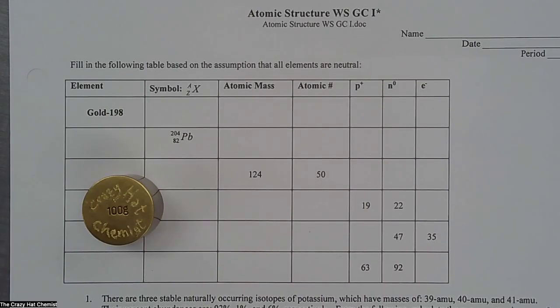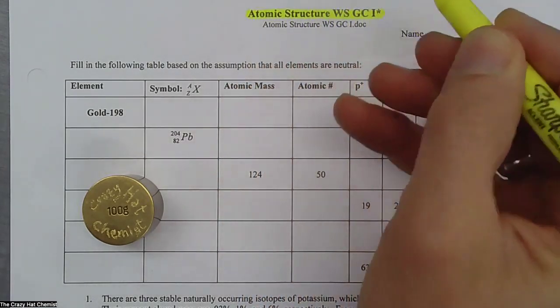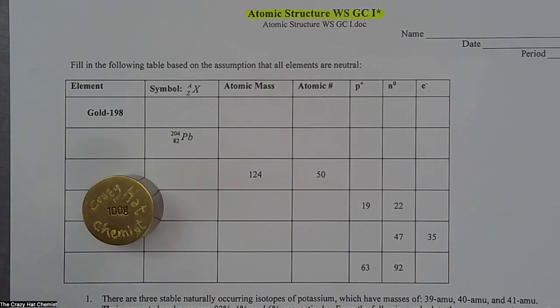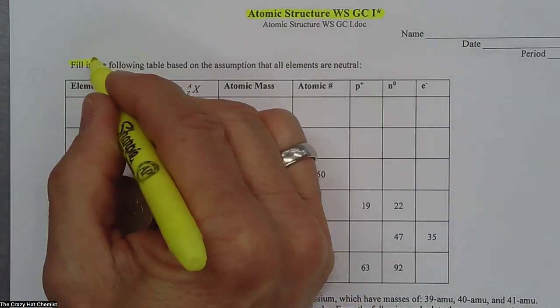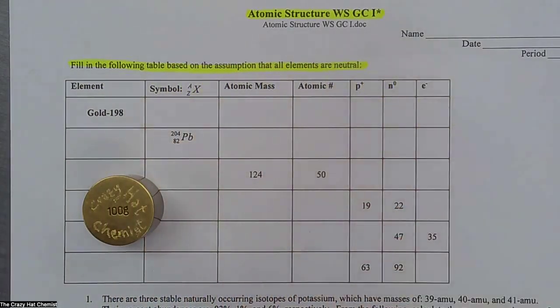So just some basic atomic structure to begin with. And what do you need? Well, you most certainly need a periodic table. This video is Atomic Structure Worksheet, General Chemistry, Roman numeral I. We've done one of these tables before. We're going to fill in the following table based on the assumption that all elements are neutral. We've done ions before, but this one does not have ions. This is more of a review.